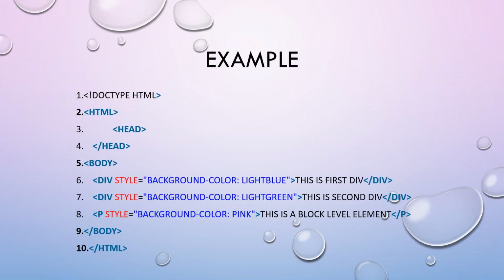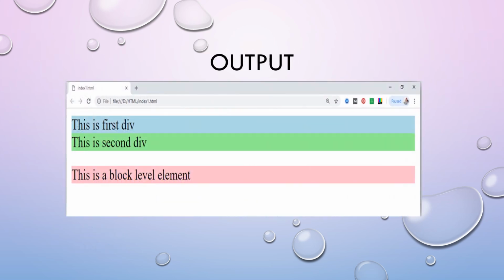Example: here we used in the body div. Div is used to group and organize content on a web page. This is the first div, this is the second div. And we used the p tag. This is used to get the output as a paragraph. This is a block level element. Let's see the output. This is first div, this is second div, because here we used the tag div, and this is a block level element. We got the paragraph because here also we used the p tag.